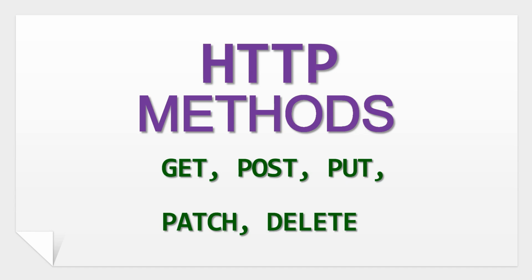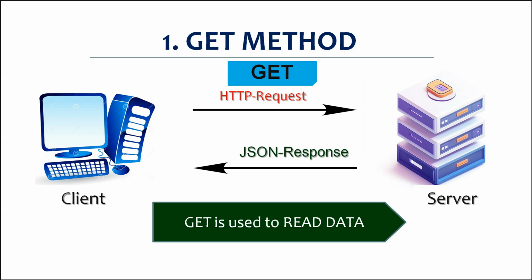In REST architecture, we mainly use 5 common HTTP methods to perform different actions. Those methods are get method, post method, put method, patch method, and delete method. Here, the first one is get method.